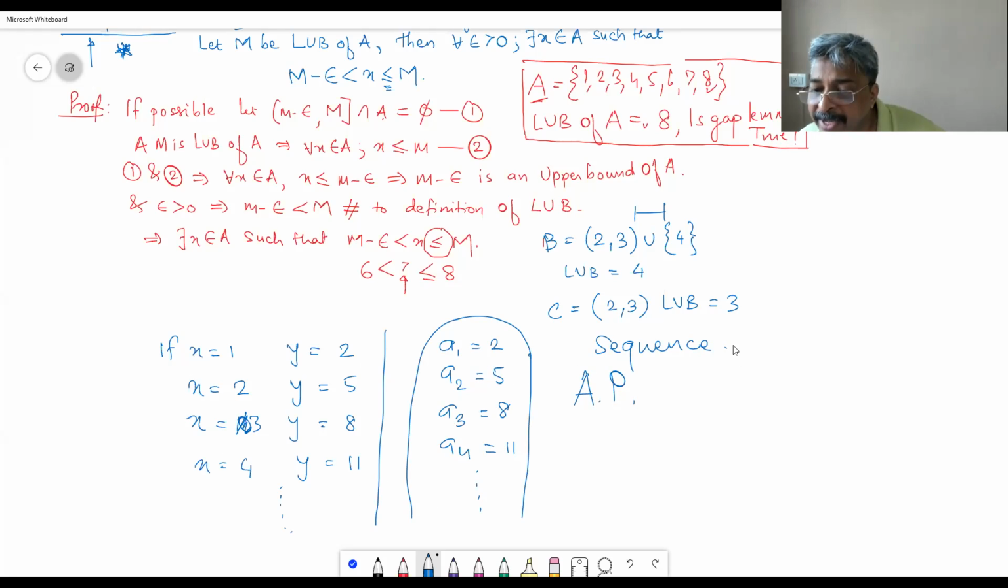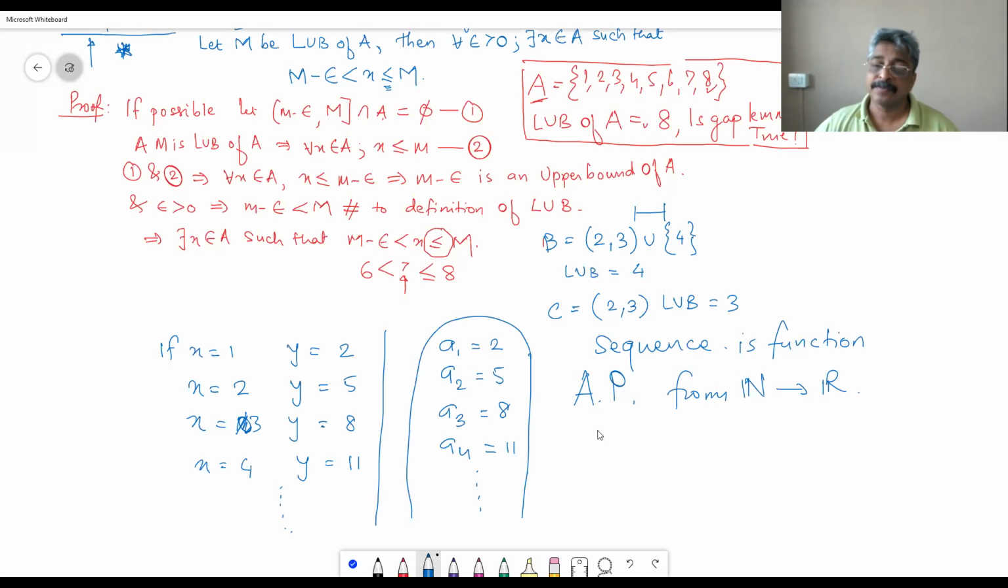So a sequence is a function from natural numbers to real numbers. That is what we want to bring to your notice now. A sequence is a function from natural numbers to real numbers, and therefore a1, a2, ..., an, consider this as a sequence. We write this as a sequence, but actually this is a function. What is the value of the function? an is the value of the function when x is equal to n.